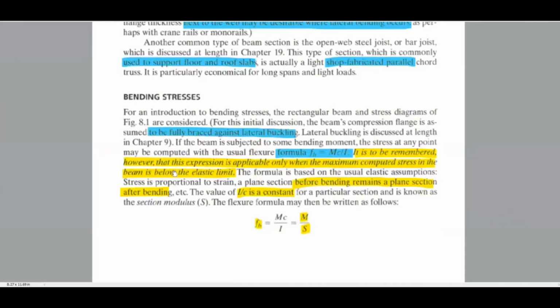It is to be remembered, however, that this expression is applicable only when the maximum computed stress in the beam is below the elastic limit. The formula is based on the usual elastic assumptions: the stress is proportional to strain, and plane sections before bending remain plane after bending. The value of I/c is constant for a particular section and is known as the section modulus. The flexure formula may be written as fb = Mc/I = M/S.